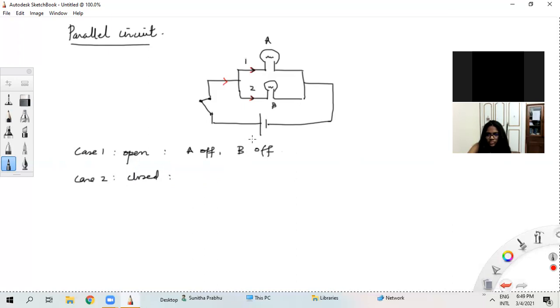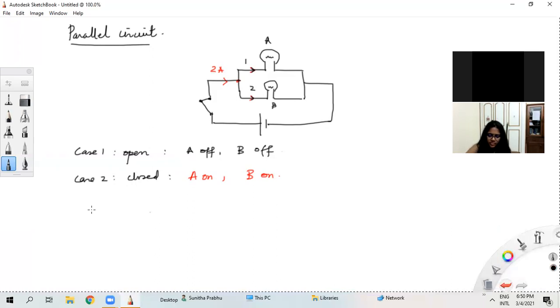But bear in mind, like we did yesterday, whatever current is going through this will split based on the resistance here, which we will see a little later. If they are equal, half and half, then current will split equally. But if these resistances are not equal, current will not split evenly. But when the key is closed, A is on and B is also on.